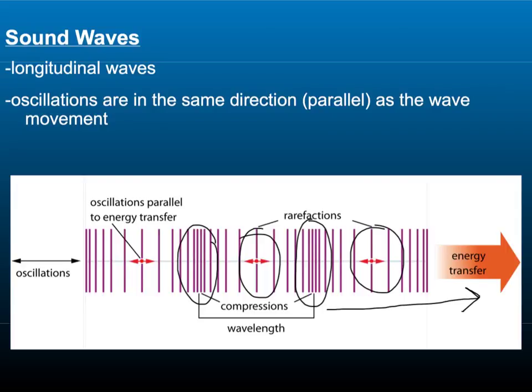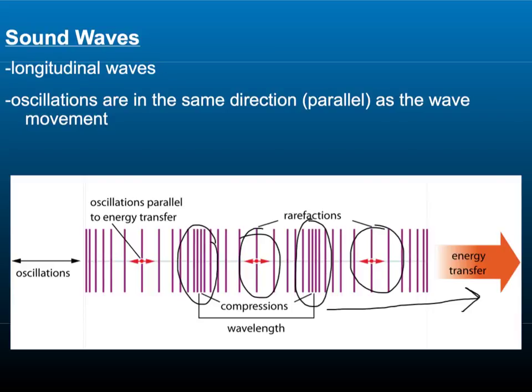So if this wave has been created by a speaker, when the speaker moves out, it creates a compression as the air becomes all bunched up, and this is the region of higher pressure here. When it moves back, it then creates a rarefaction where the air is more spread out. This is a region of lower pressure. It's these compressions and rarefactions which make up a longitudinal wave.